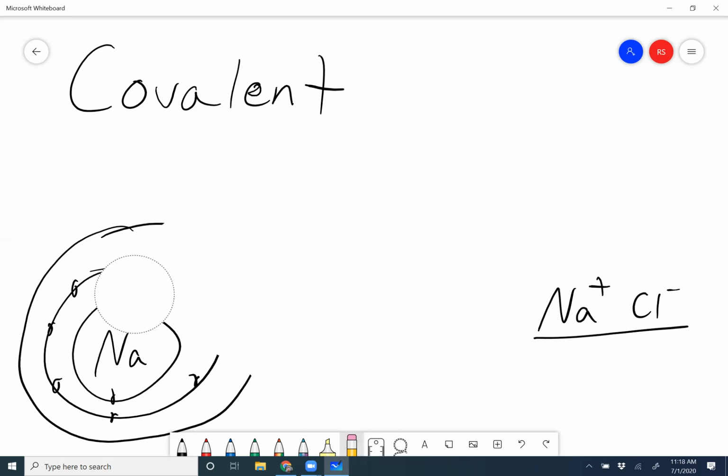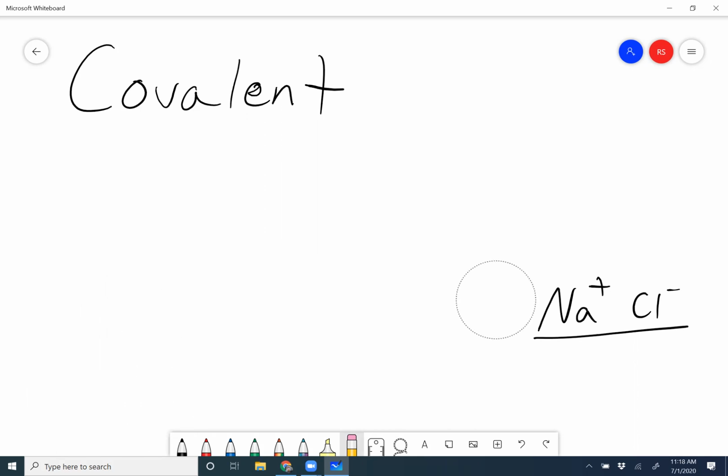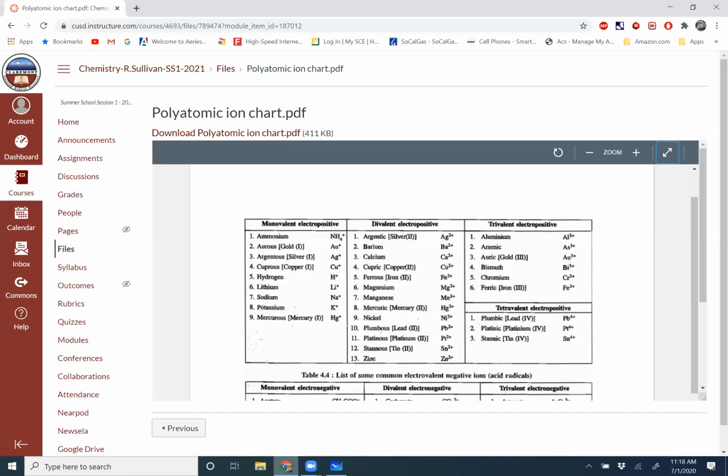So what's going on with covalent? Well, electronegativity is the answer. So if you remember from last unit, we talked about electronegativity, and that was the strength of atoms to pull on each other in a bond when they try and steal each other's electrons.